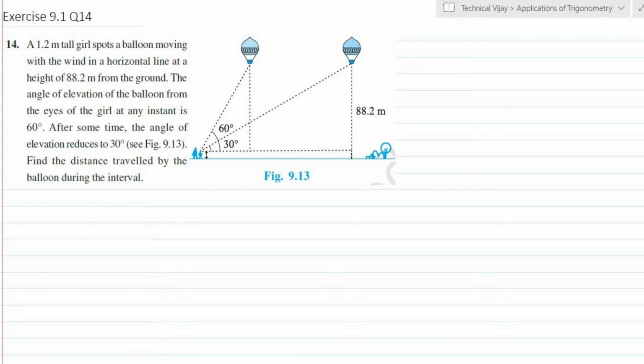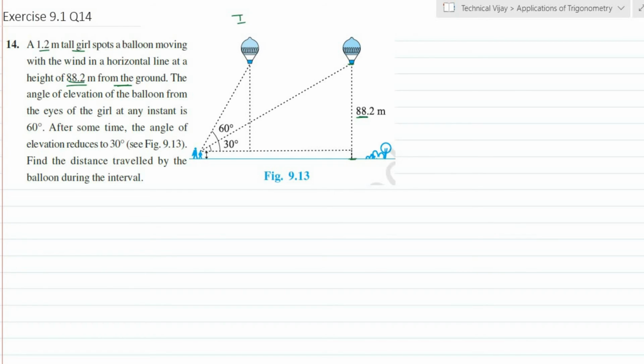A 1.2 meter tall girl spots a balloon moving with the wind in a horizontal line at a height of 88.2 meters from the ground. You observe here, this is 88.2 from this point to this point. And the angle of elevation of the balloon from the eyes of the girl at any instant is 60 degrees. Here this is 60 degrees, this balloon, this is the first case.